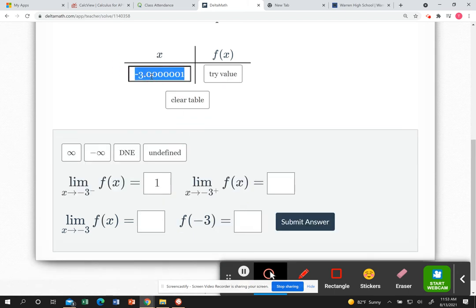All right, so do you remember what we said about this one right here? What number do we say about -3 from the right side? What number do you want to use? -2.9.